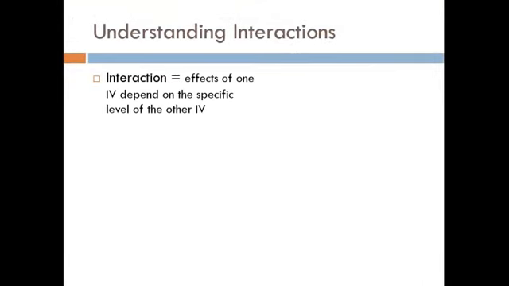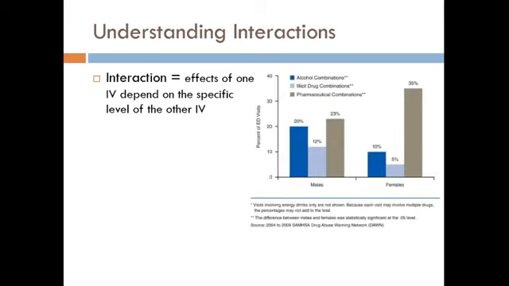Okay, so how can we understand the interactions that are produced by factorial designs? Well, an interaction is when the effects of one independent variable depend on the specific level of the other independent variable. Okay, so let's look at this graphic. Along the x-axis, we're seeing the males versus the females, so that's one independent variable that has two levels. So sex can serve as an independent variable. This is a between subjects variable, of course, because you've got different people in the male condition than you have in the female condition. Okay, so we've got sex along the x-axis.